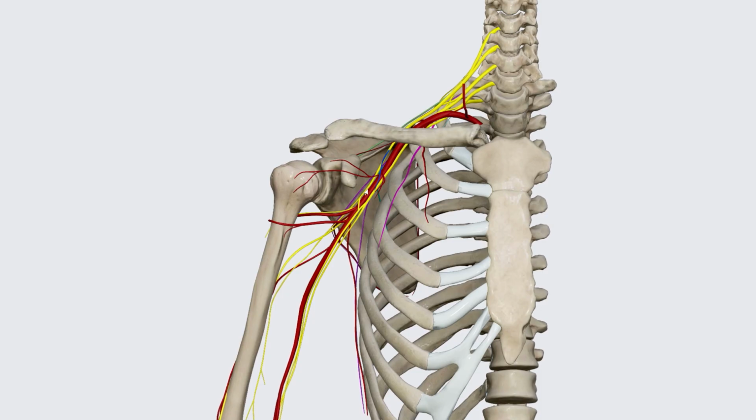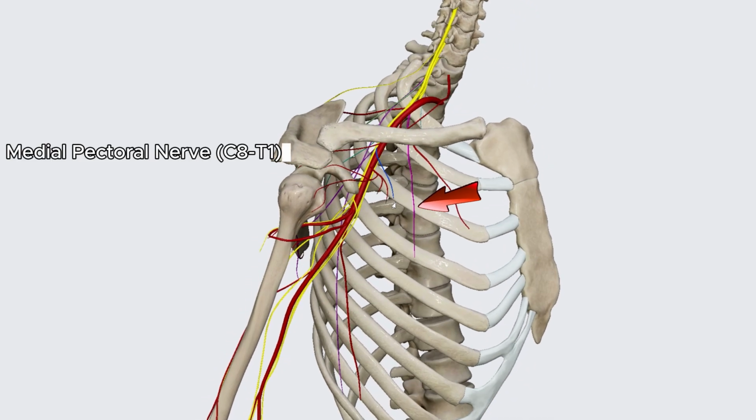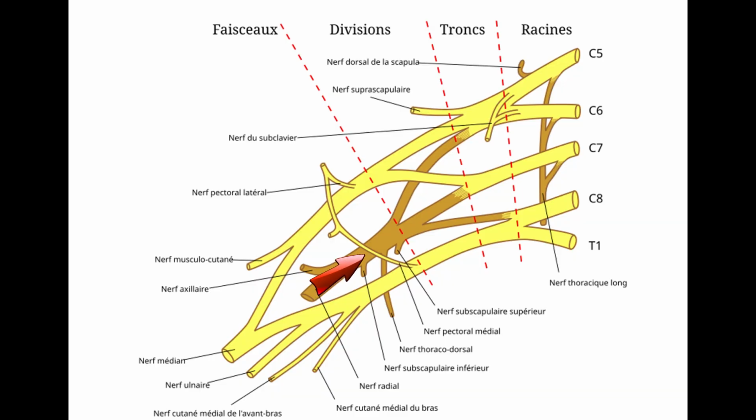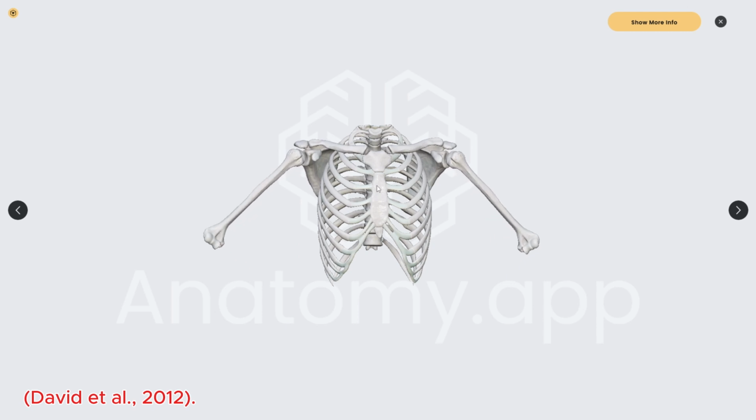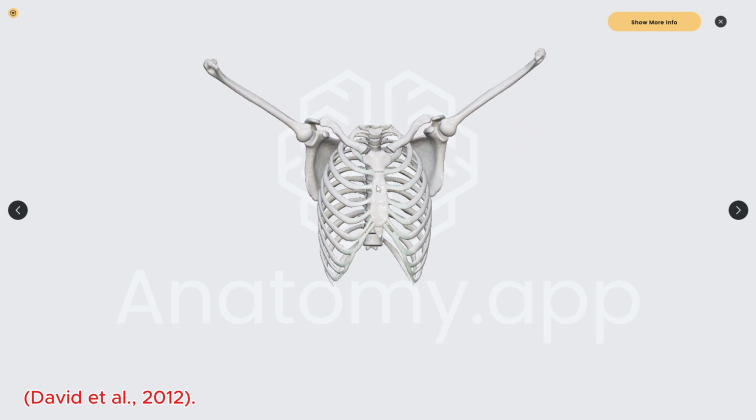Innervation. The pectoralis minor is innervated by the medial pectoral nerve, a branch of the brachial plexus, C8 and T1. This nerve also innervates part of the pectoralis major. Damage to this nerve can lead to scapular instability or shoulder dysfunction.